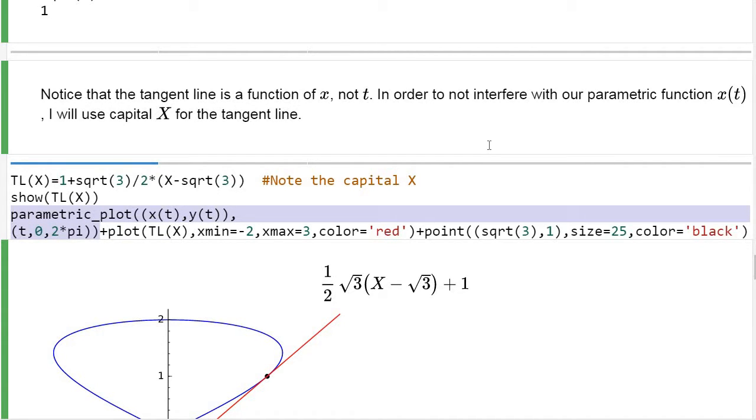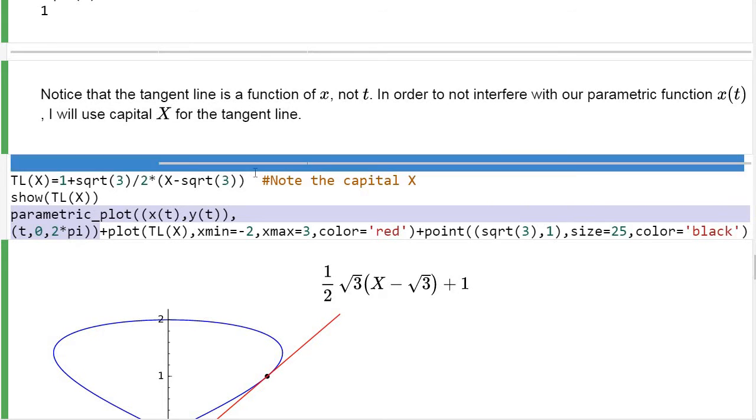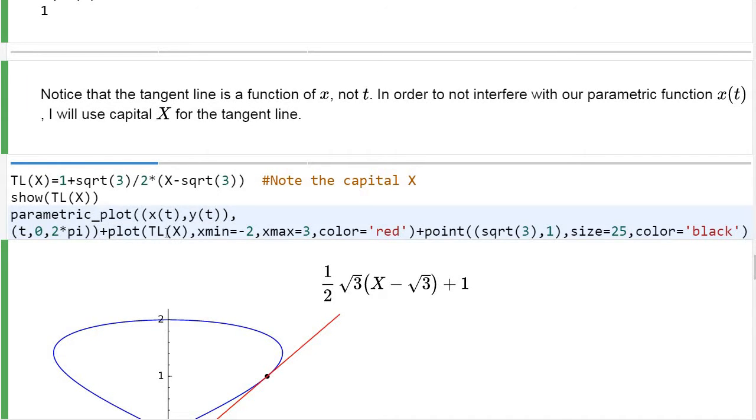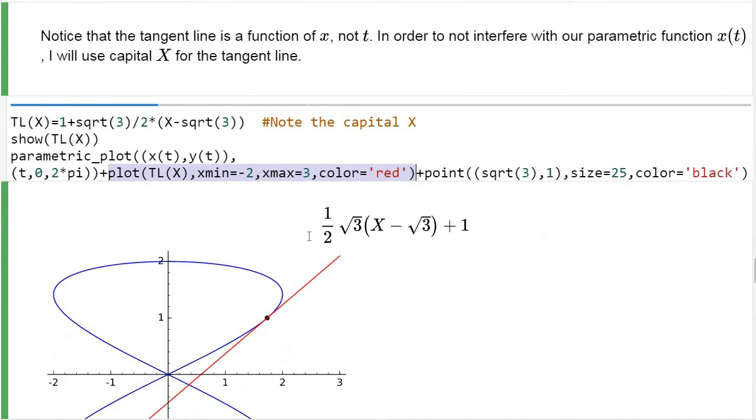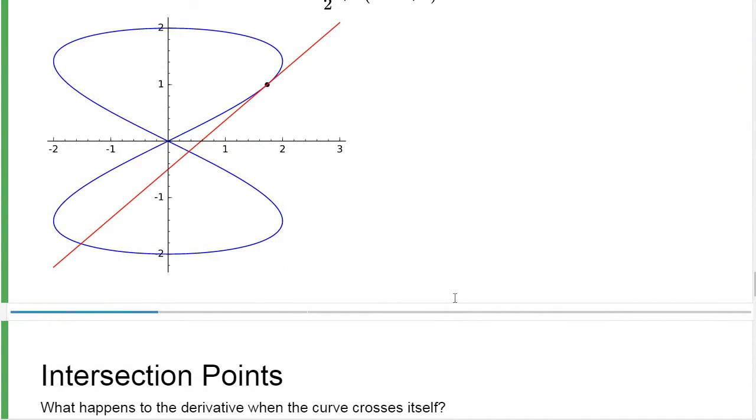That graph's a little hourglass thing, and I can add on a regular plot. So here's the plot of the tangent line, and I've adjusted the window a little bit just so it kind of fits here in the same window with the hourglass. And I added a dot, that's this point command, adding a dot here. This is the point of tangency.